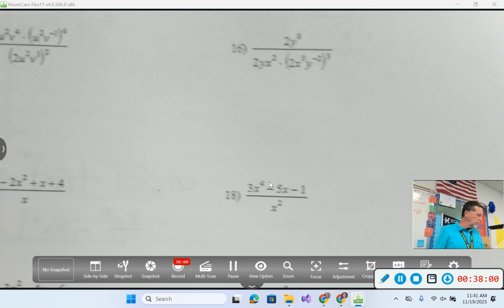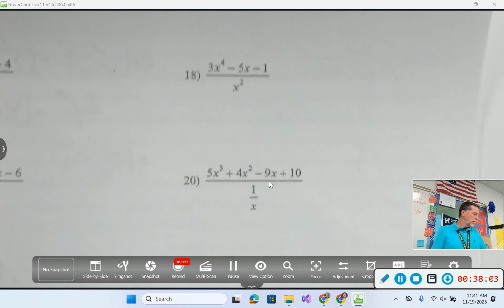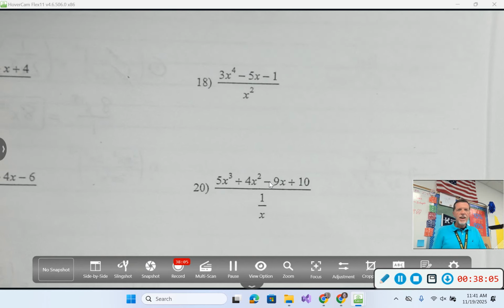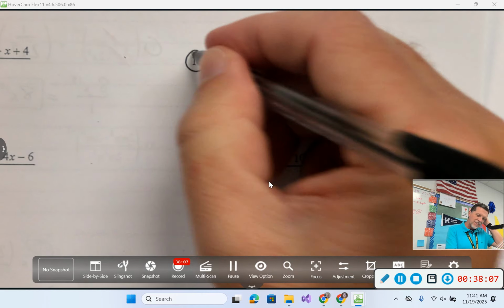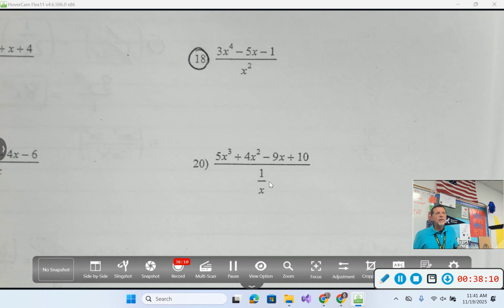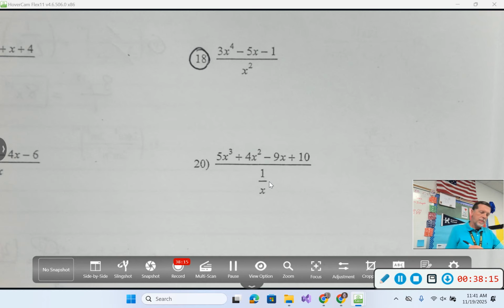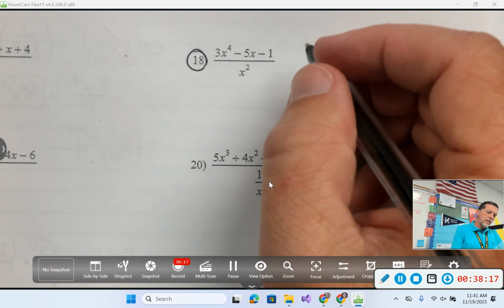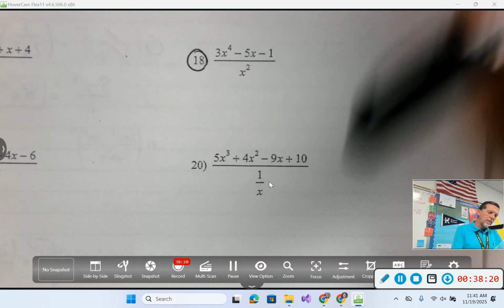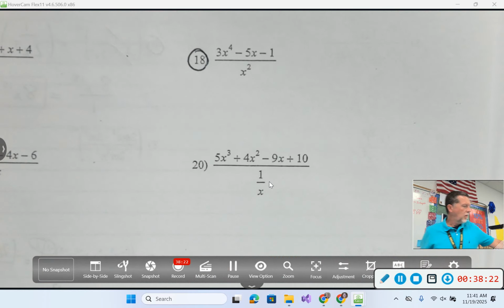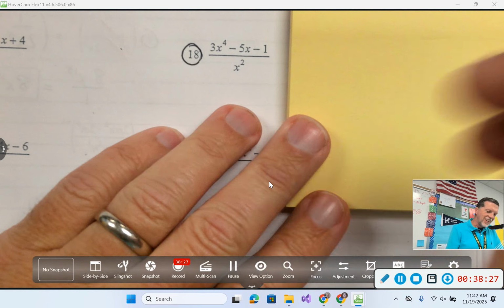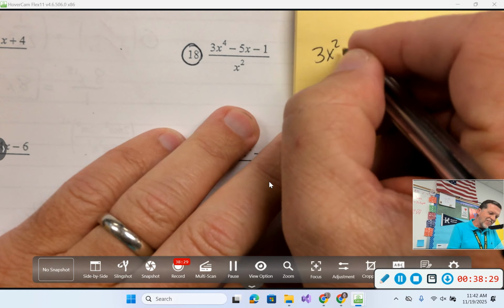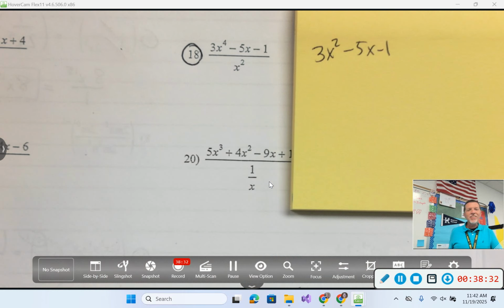Let's look at number 18. 18 is actually easier than it looks. It's 3x squared minus 5x minus 2. That's the final one. You can cancel out. Okay. What I heard, I don't want to give him credit because it was wrong, but what I heard was 3x squared minus 5x minus 1. Now I see where you got that. That's wrong. That's not right.